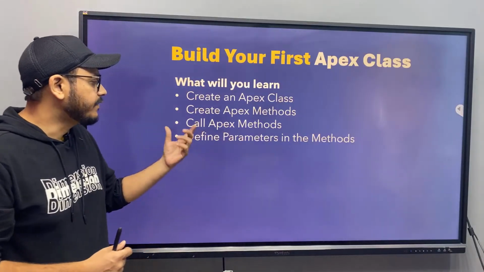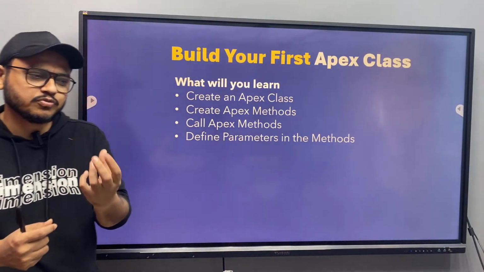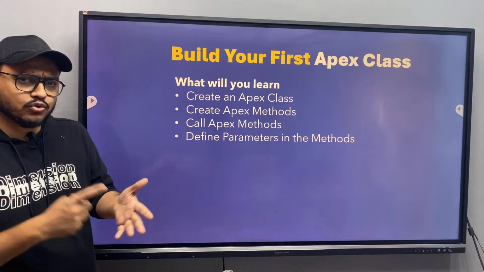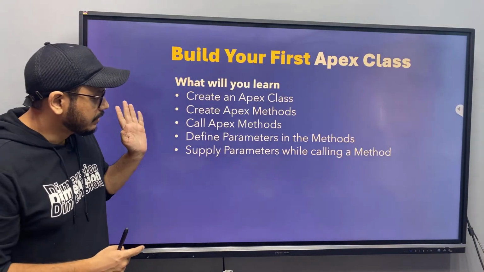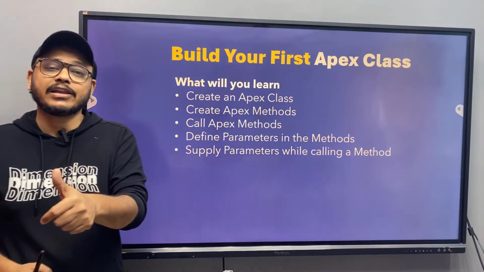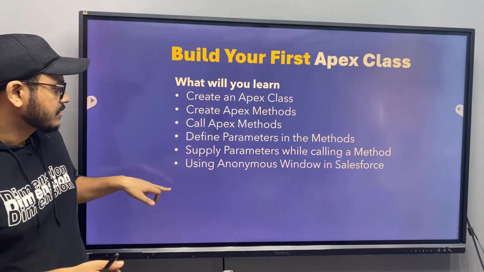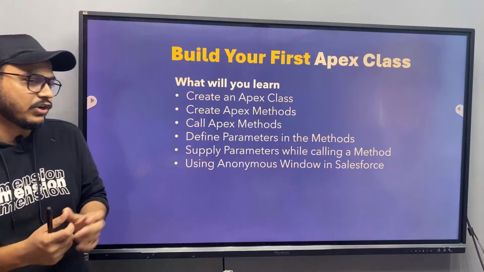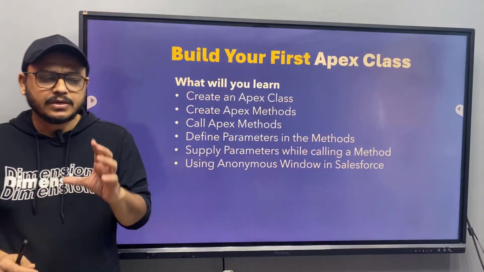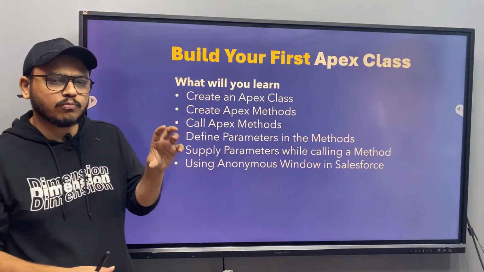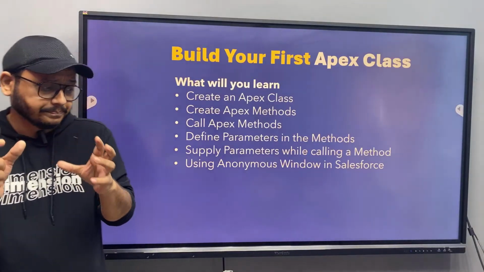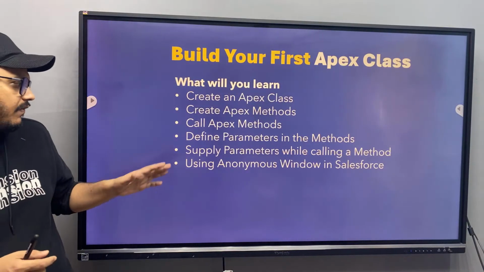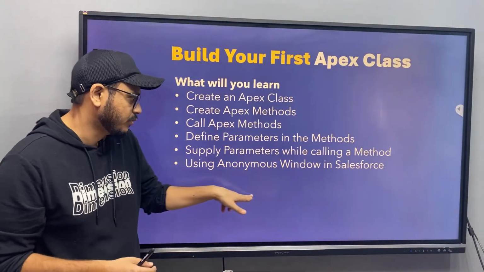We'll also learn how to define parameters in the method. So if there are specific parameters which need to be supplied when the method is being called, how do we define those parameters? We will also learn how we actually supply the values to those parameters while executing the method. We will learn how to use the anonymous window. Salesforce has got an anonymous window. I discussed it earlier also, that you have the option of using the anonymous code block or anonymous window to just write a piece of Apex code and execute it on the fly. So we will learn how we use that anonymous window.